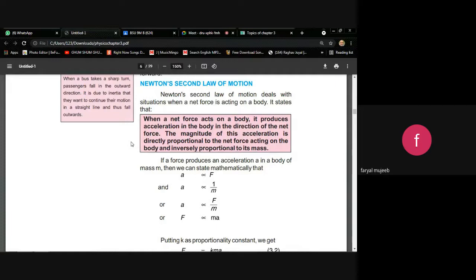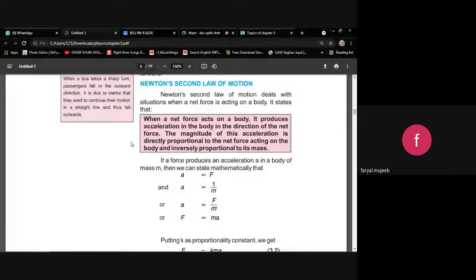Sir, it says that when a net force acts on a body, it produces acceleration in the direction of the force. And the magnitude of the acceleration is directly proportional to the net force acting on the body and inversely proportional to its mass. And the equation below also has to be remembered. What is that equation?